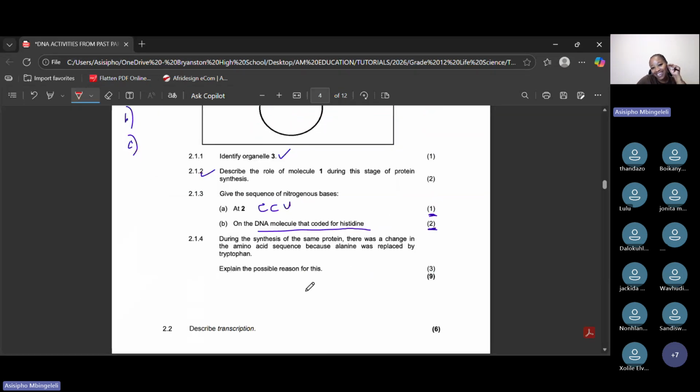Okay, I'm interested to hear the answers for this one. I know we have not covered mutation, but I'm interested to hear. This is a bit tricky. So let's listen to maybe the answer. It will be unfair for me to really go hard on you guys because we haven't covered this together. But during the synthesis of the same protein, there was a change in the amino acid sequence because alanine was replaced by tryptophan. Explain the possible reason for this. Anyone who attempted this? They can just give us an answer, then we take it from there.